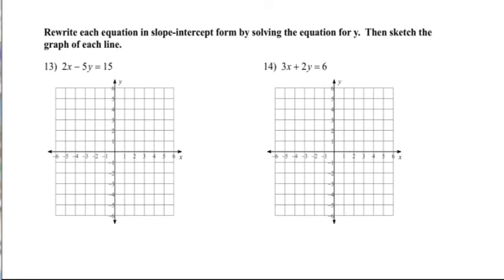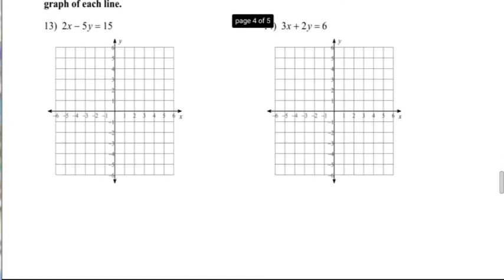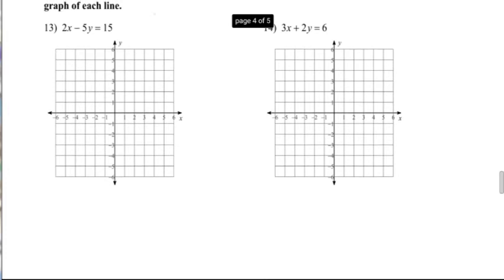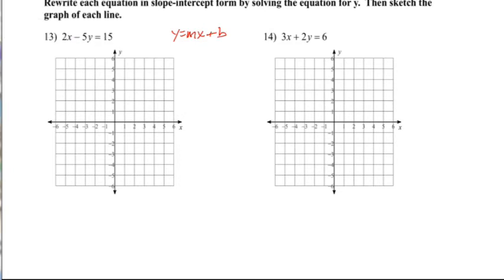Numbers 13 and 14, they are asking us to rewrite each equation in slope-intercept form by solving the equation for y and then sketching the graph of each line. Let's work with 13 first here. Remember, the slope-intercept form is y is equal to mx plus b. And the difference here is just that we get y by itself.